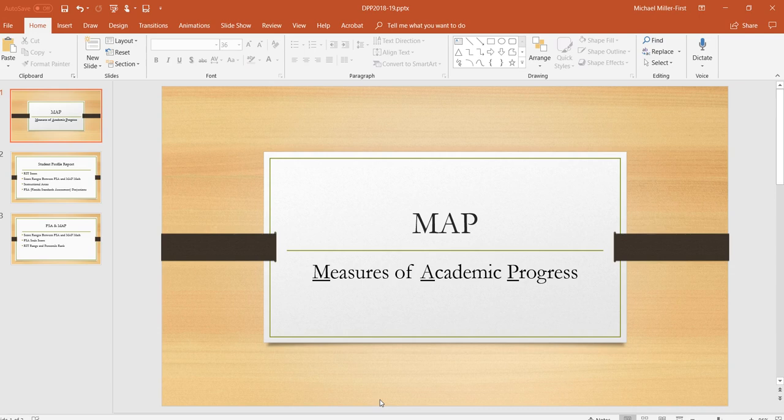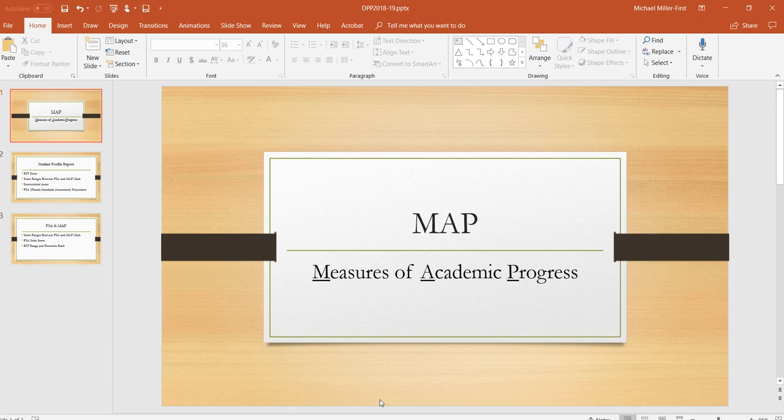The MAP, or the Measures of Academic Progress assessment, is taken 3 times per year. It is taken in the fall, it is taken in the winter, and it is taken in the spring. The winter assessment measures progress, which is what we're going to be taking a look at. The spring assessment is going to measure the student's growth to that point. Again, the scale used to measure a student's progress is called the RIT scale, short for Rasch unit. It is used to chart a student's academic growth from year to year.